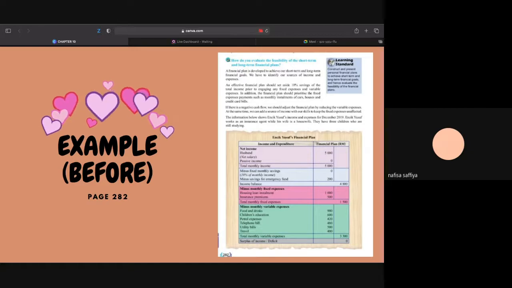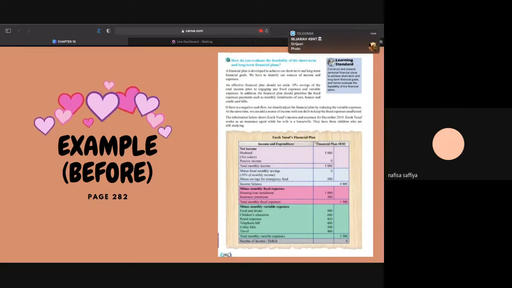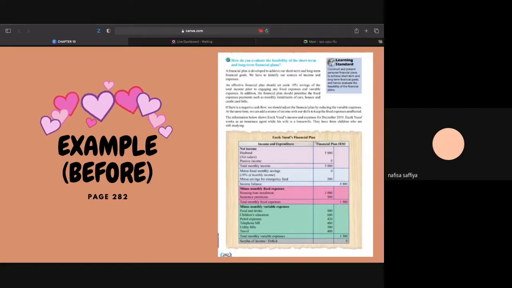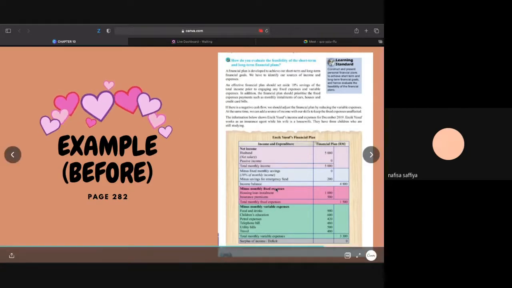And if you look at page 283, Encik Yusof wants to buy a fast brand computer which costs RM6,000 to improve his insurance sales within a year. It means that Encik Yusof actually has a short-term goal, and that is he wants to buy a computer that costs RM6,000. But let us look at his financial plan.